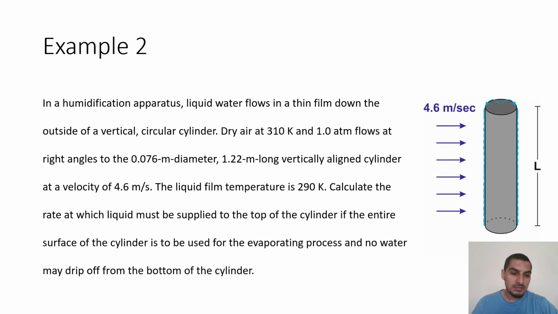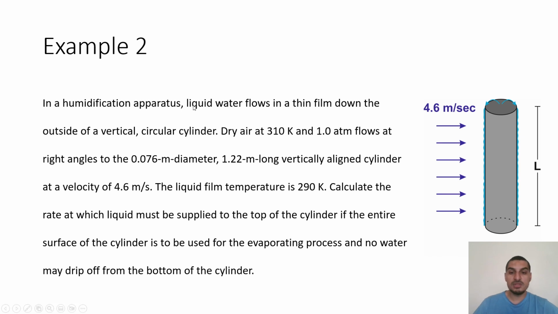So let's take an example here for a cylinder that's used in a humidification process. And humidification is simply increasing the humidity of air. So this takes place by evaporating water. So you increase the mole fraction or the partial pressure of water vapor in the airstream. So this is simply the humidification process.